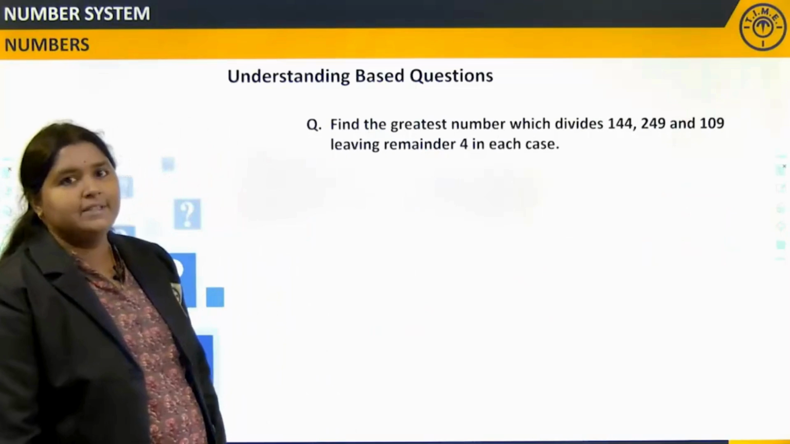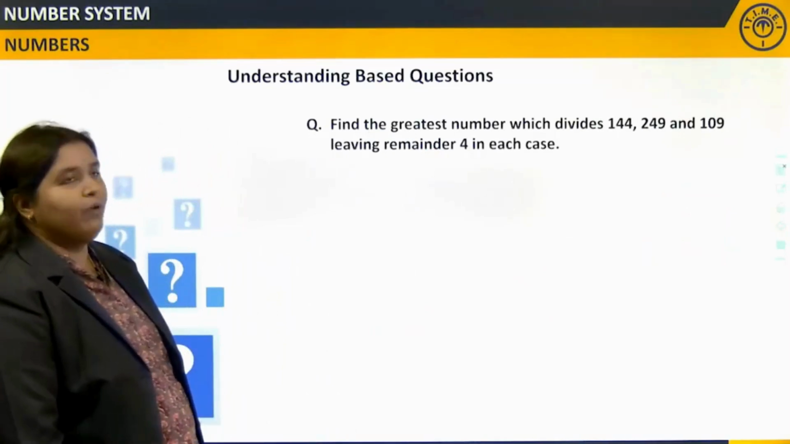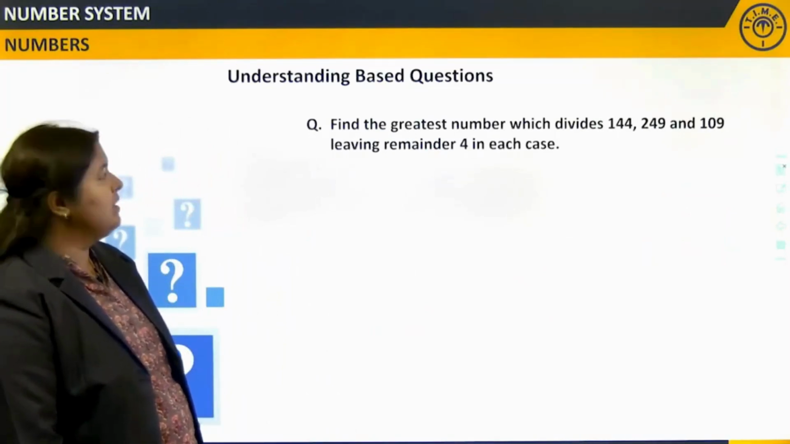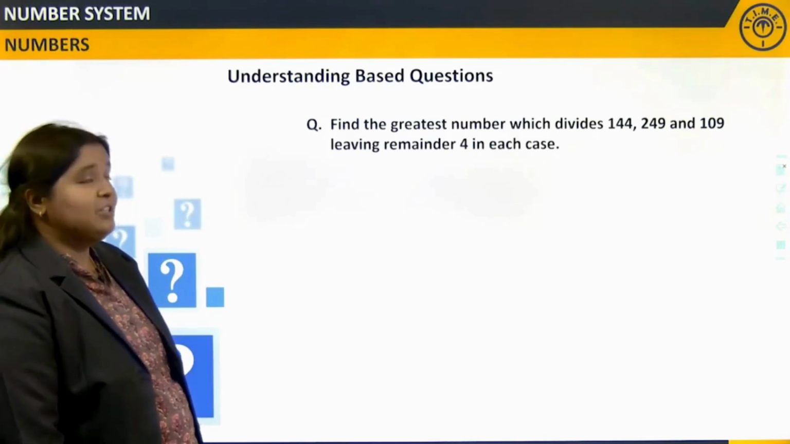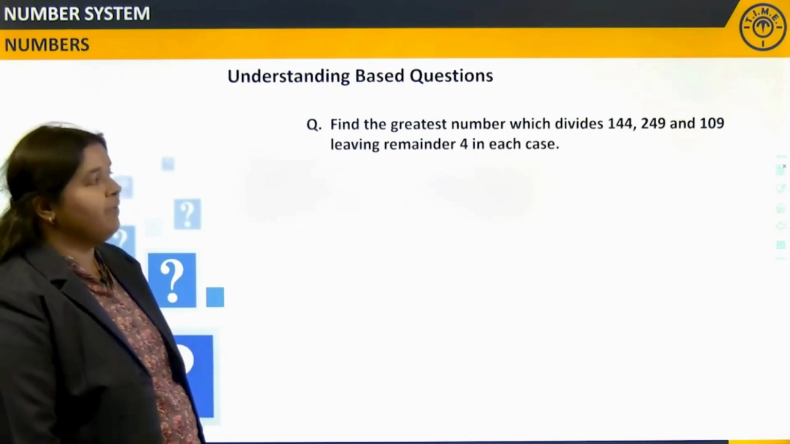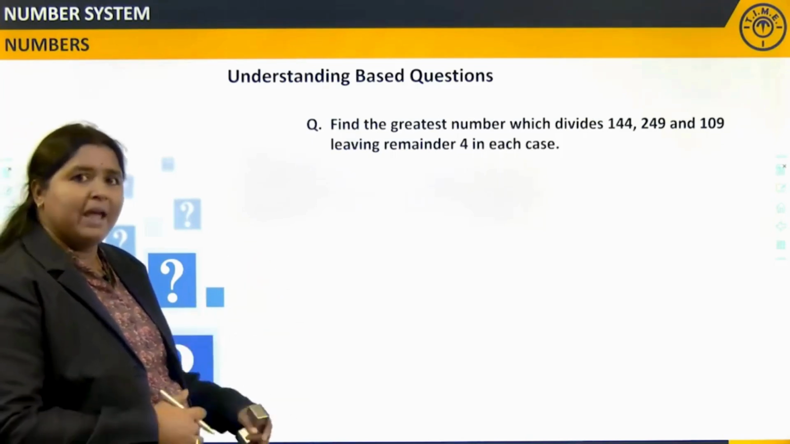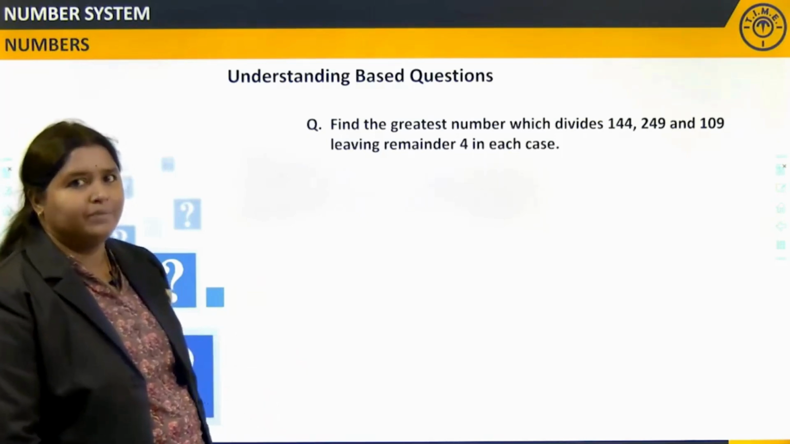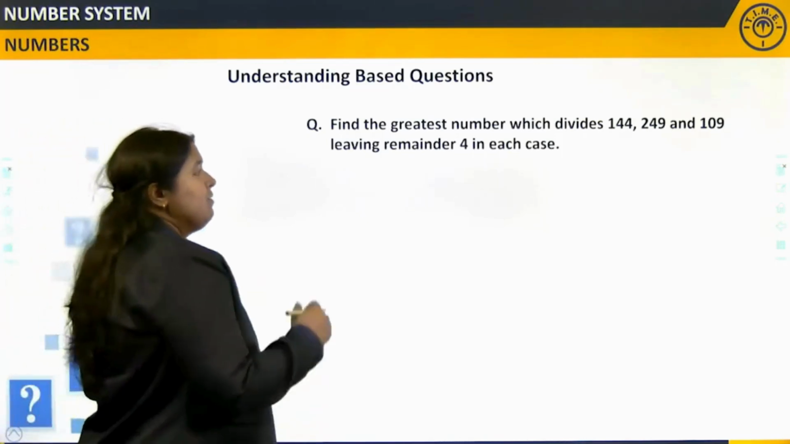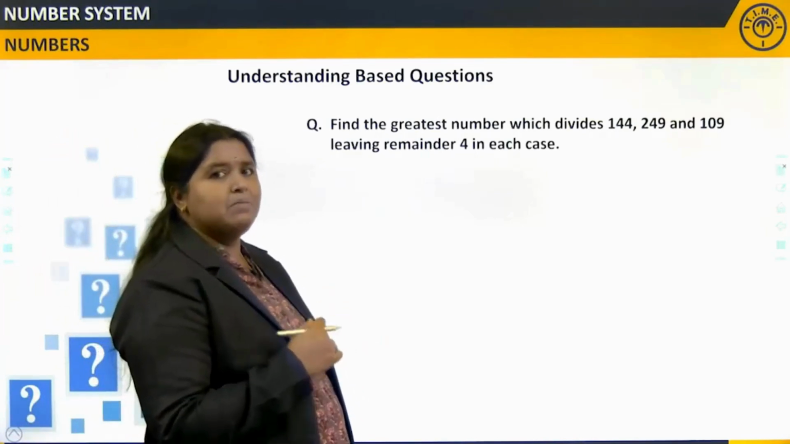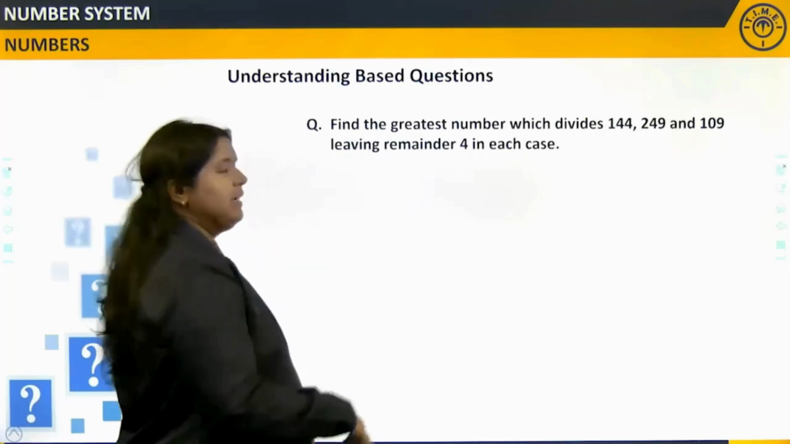Find the greatest number which divides 144, 249 and 109, leaving the remainder 4 in each case. So, when you divide those three numbers 144, 249 and 109 by that greatest number, every time you get 4 as the remainder. Okay. So, what happens when you remove the remainder from the three numbers? It becomes completely divisible by that greatest number.